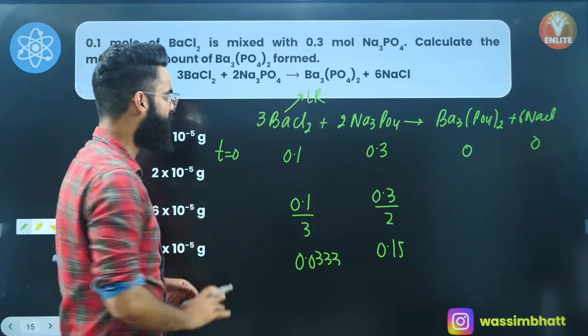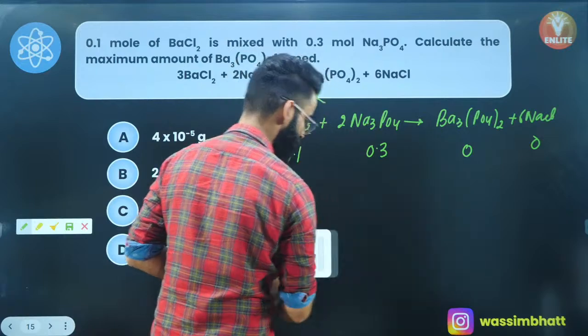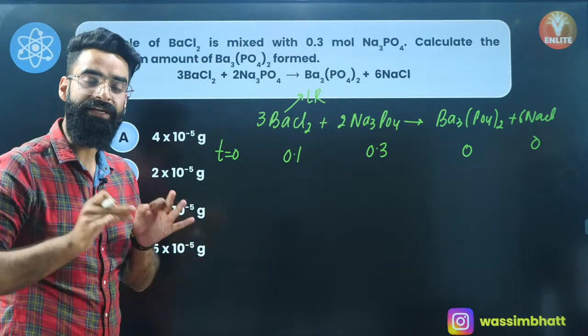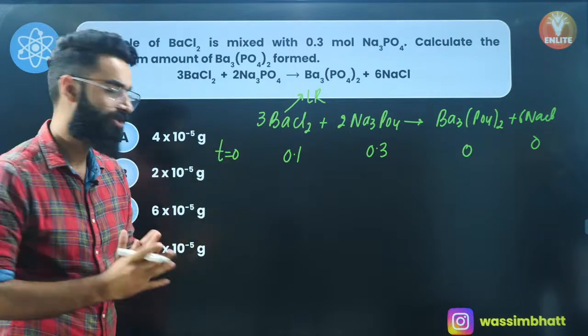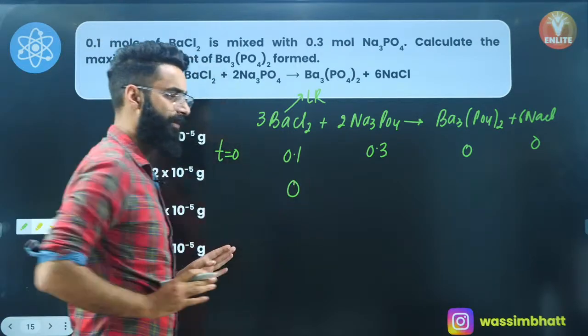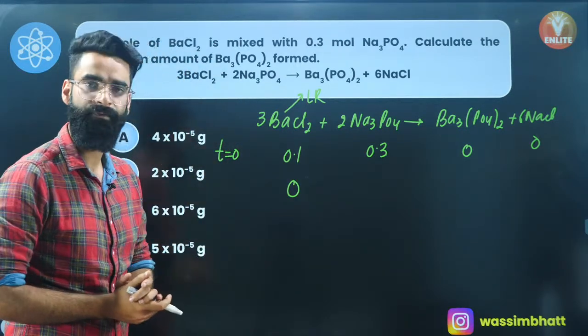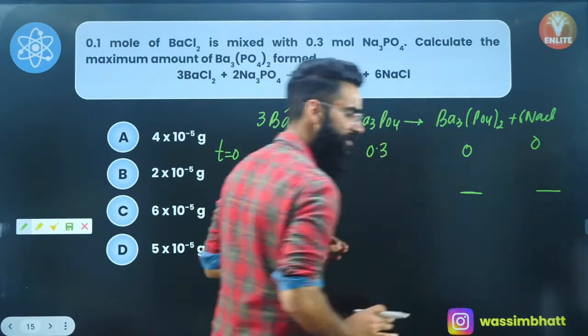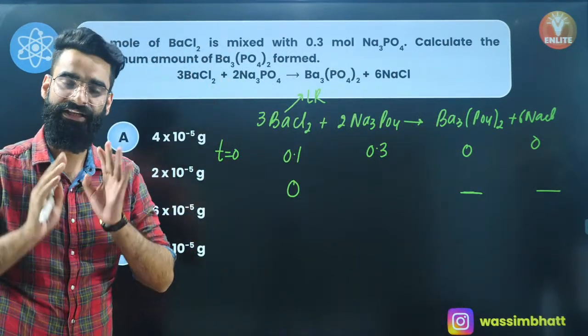So you identified first of all, BaCl2 is your limiting reagent. If BaCl2 is the limiting reagent, my dear people, BaCl2 would have got completely consumed in the reaction. So there'll be 0 moles of BaCl2 left at the end of the reaction. Now, entire product formation is completely decided by the limiting reagent, right?